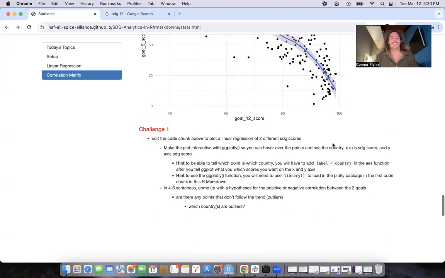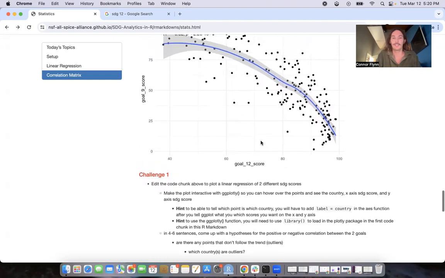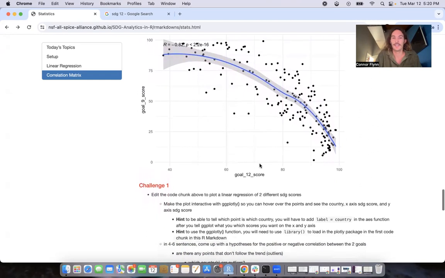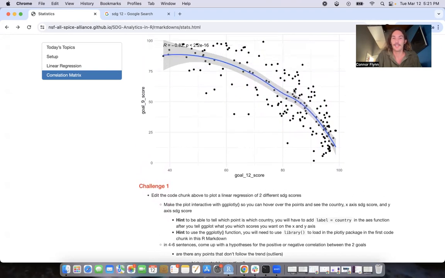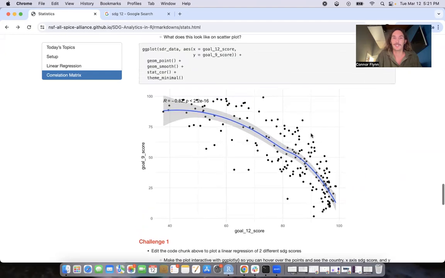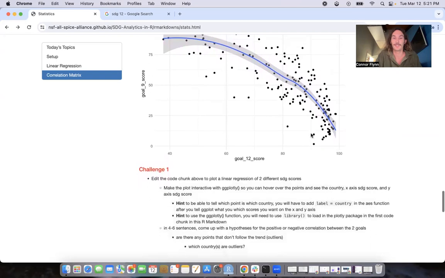And today's challenge is interesting. It just takes editing the code chunk above this to plot a linear regression of two different SDG scores. And it comes with a few tasks. So make the plot interactive with ggplotly so that you can hover over the points and see the country, as well as the x-axis score and the y-axis score. So some hints here to be able to tell which point is which country. You'll have to add label equals country in the code, and we'll talk about that when I start sharing RStudio.